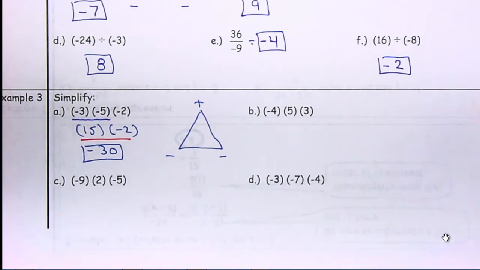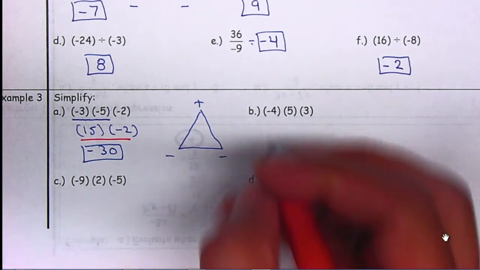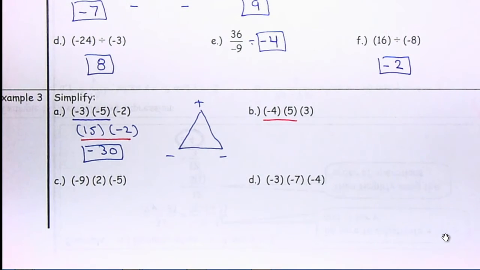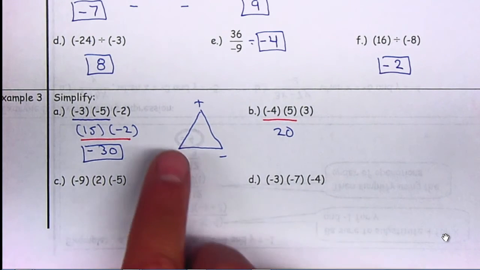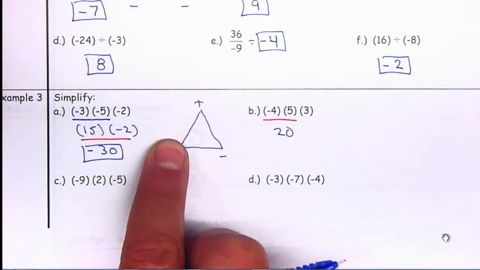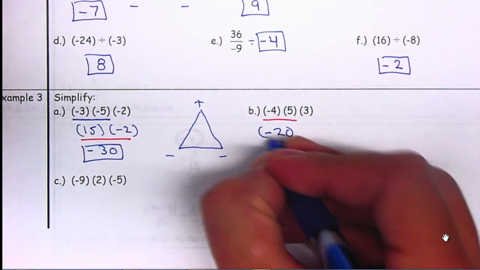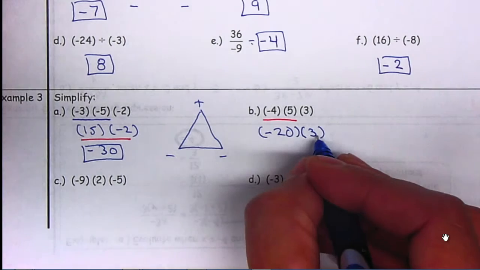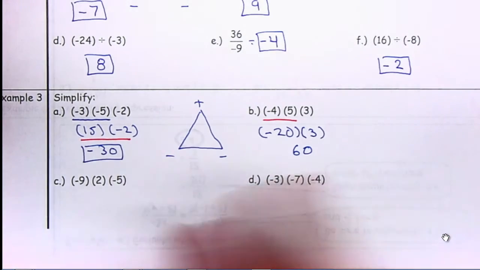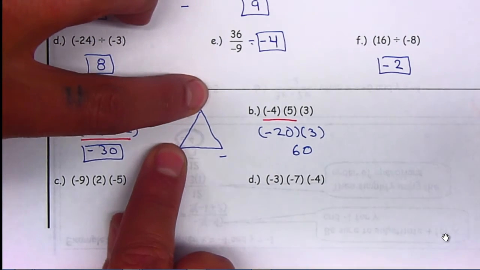For letter B, we're going to multiply the first 2 numbers. 4 times 5 is 20. We multiply a negative times a positive, that'll be a negative. So it'll be a negative 20. I'm going to place it in parentheses. It's being multiplied by the 3. 20 times 3 will be 60. Negative times a positive, your answer will be negative.